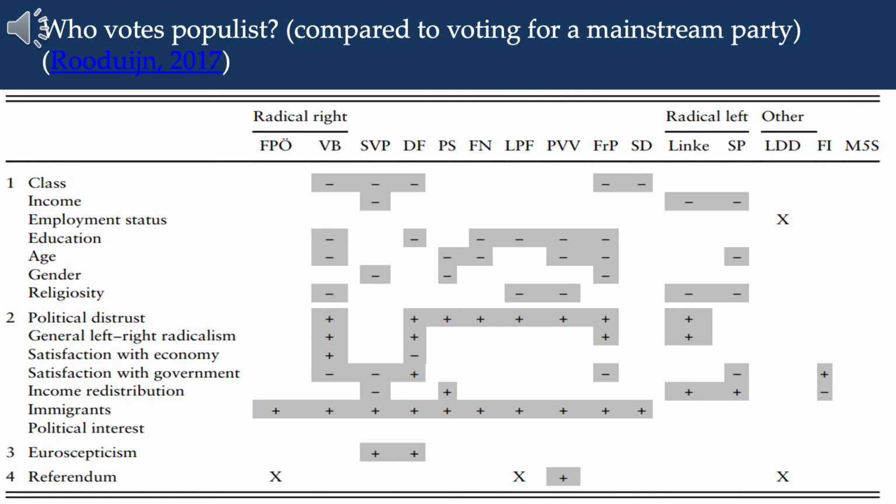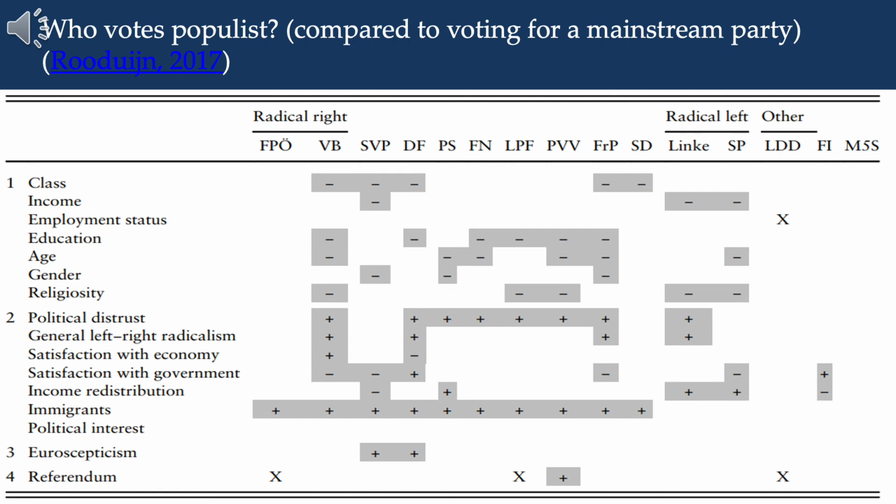What is also interesting is the role of satisfaction with economy and satisfaction with government. So in the case of the Flemish bloc, VB, satisfaction with the economy increases the likelihood of voting for that party, whereas it decreases the likelihood of voting for the Danish People's Party, the Danish Folk Party, DF. Similarly, satisfaction with government reduces the likelihood. If you're more satisfied with government, you're less likely to vote for the Flemish bloc or the Swiss People's Party, but you're more likely to vote for the Danish Folk Party. These are relationships that you should explore in more detail to maybe explain.